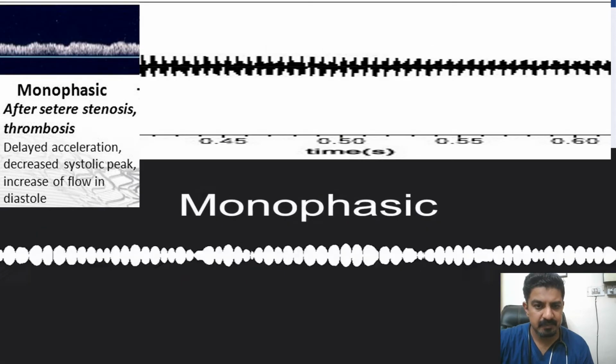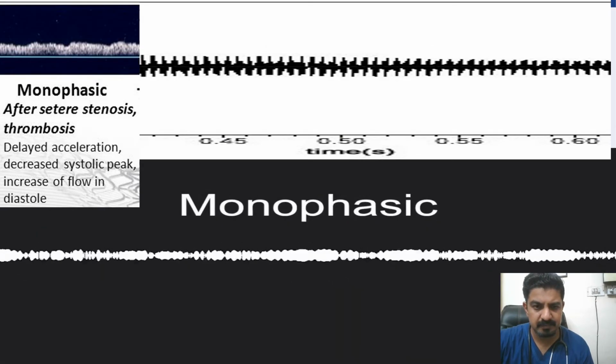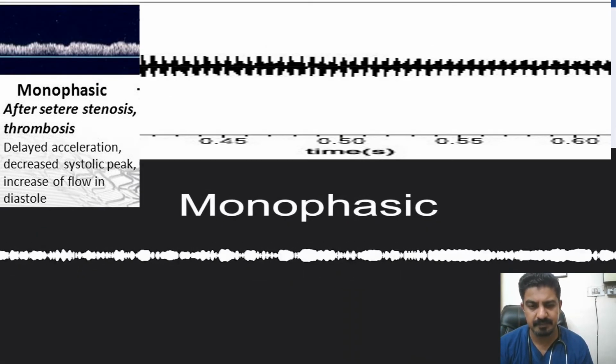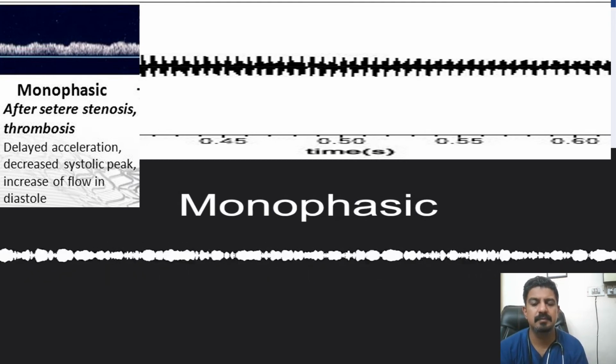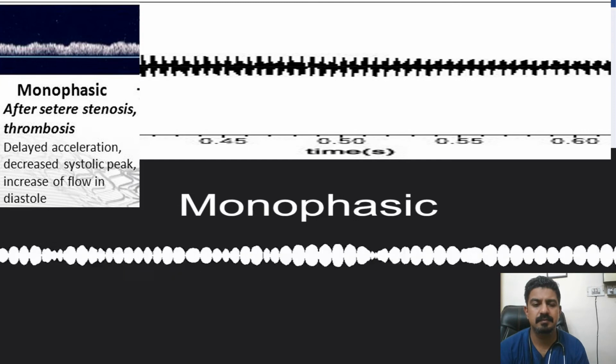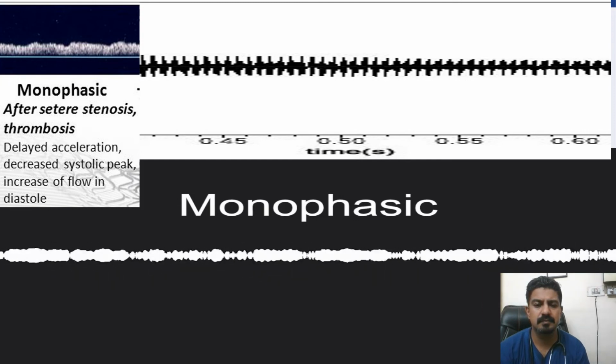Right. Flow reaching the foot. This sound is a monophasic pulse. This is 1 beat per pulse and is abnormal. This may suggest reduced blood flow with signs of peripheral arterial disease.